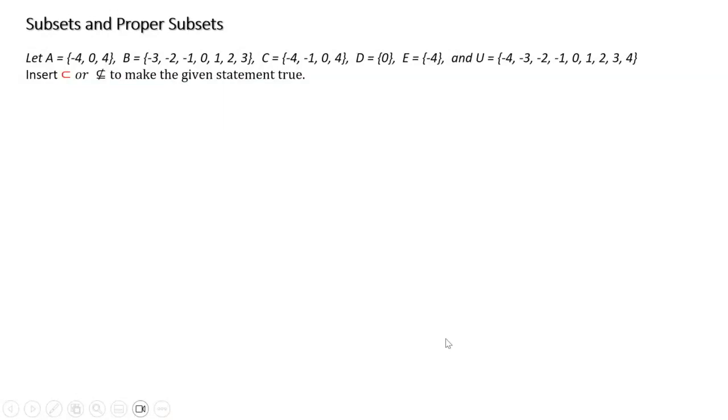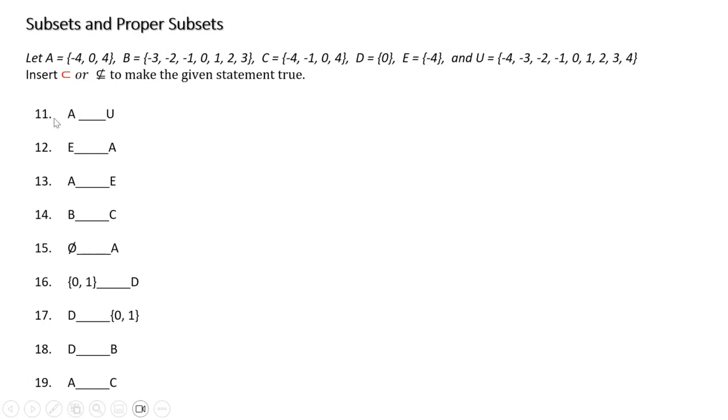Okay, now this is also straight from the homework. They're going to give you set A, which is -4, 0, 4, set B, which is the integers from -3 to 3, set C, which is -4, -1, 0, 4, set D, which has 0, set E, which is -4, and this is a universal set that goes from -4 to +4, all the integers. So this is number 11.